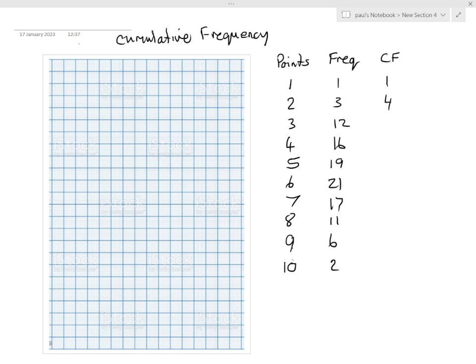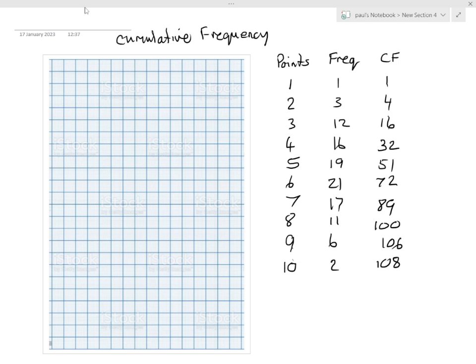Now, cumulative frequency, accumulating, is just adding up the frequency as we go along. So we get 1, 4, and 12 makes 16, don't they? Yeah, 16, and 32, and 51, and 72, 89, 100, 106, and 108. So the largest number we have is 108.